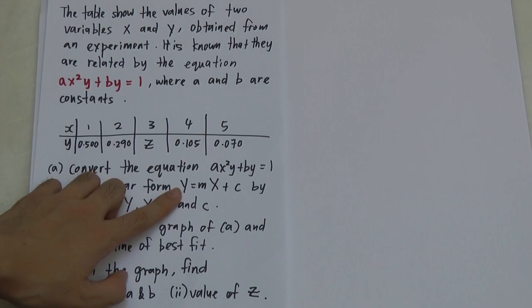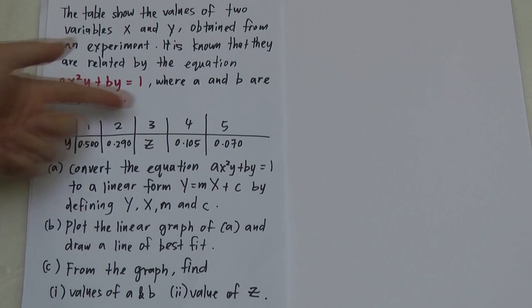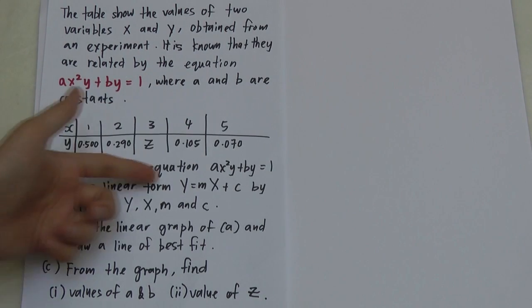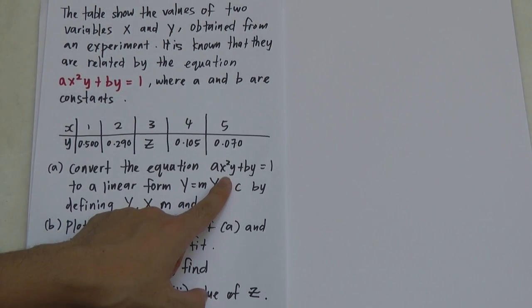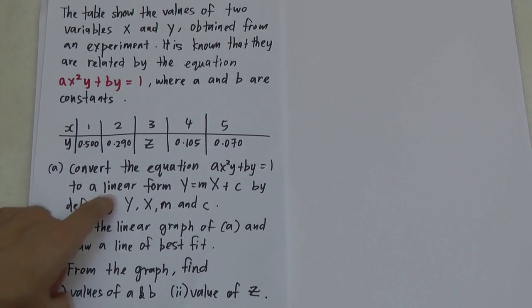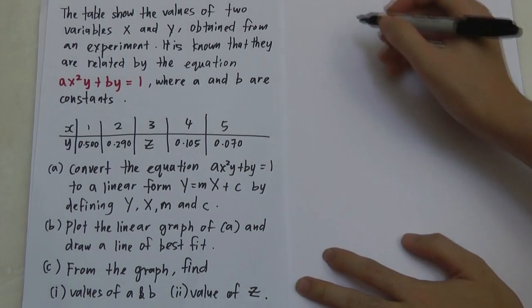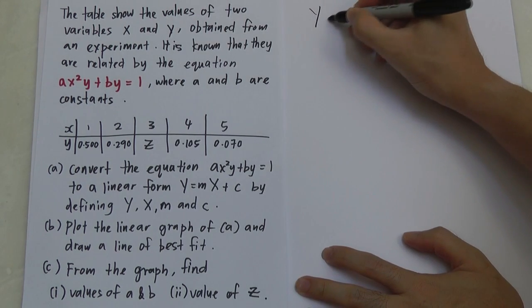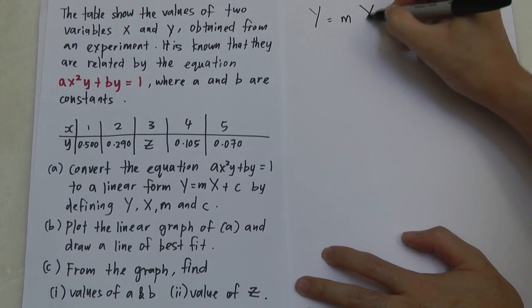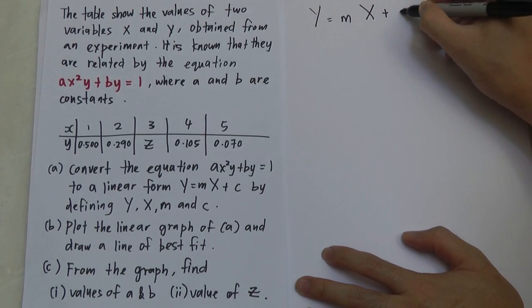Alright, so in part A, he gives you a table, and then he asks you to convert the equation ax square y plus by equals to 1 to a linear form. So I say in this chapter something very important is you must always write your equation in the y equals to mx plus c form. Alright, so I'm going to write y equals to mx plus c.